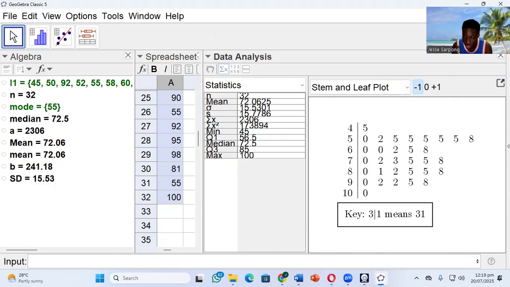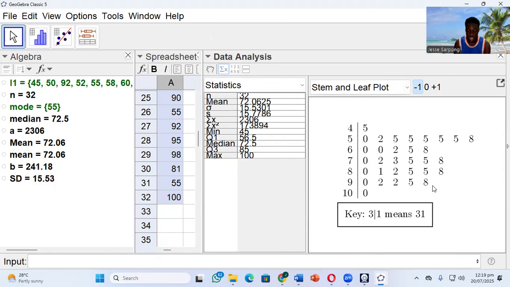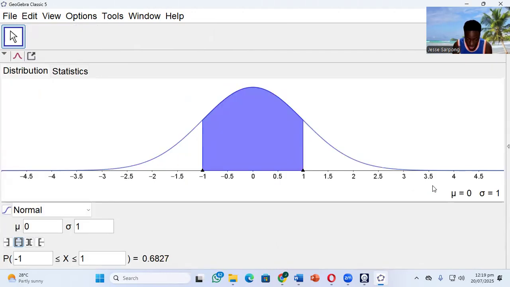Now, the next thing we are going to look at is the probability. So I just go here, click on probability. It will take a bit of time to come. So now this is what we have. GeoGebra has done everything here already. So this is a normal distribution curve. One of its properties is that it is symmetric. The normal distribution curve is symmetric.